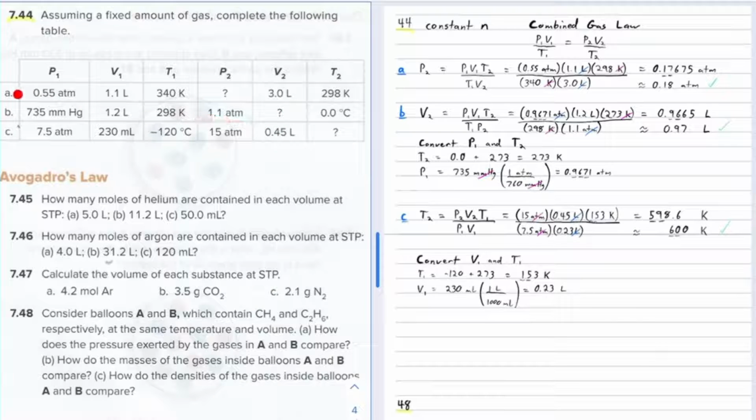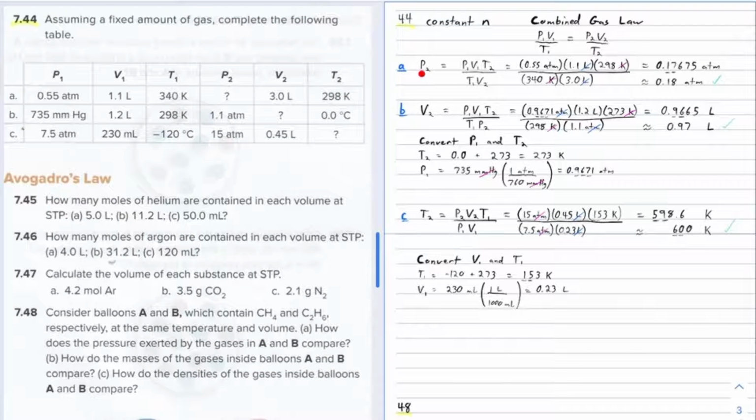Okay, let's start with A. A is going to be easy because no conversions are necessary. The liters matches the liters, and these are both in Kelvin. So A, solving for P2. P2 is P1 V1 times T2 over T1 V2. If you solve for P2, you move the other 2 to the other side. This is what you get.